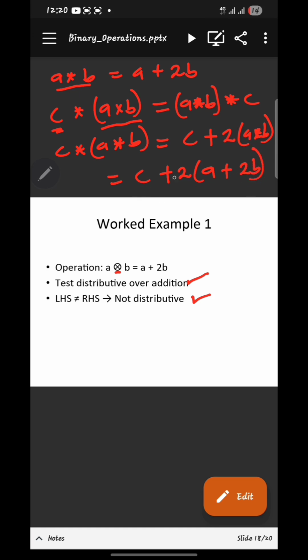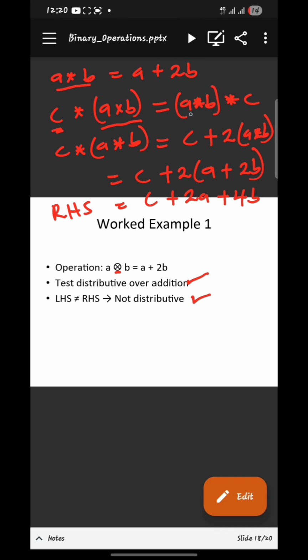So if we open these brackets, we are going to have C plus 2A plus 4B. That is for the right hand side. Now let's check the left hand side. That is this one.